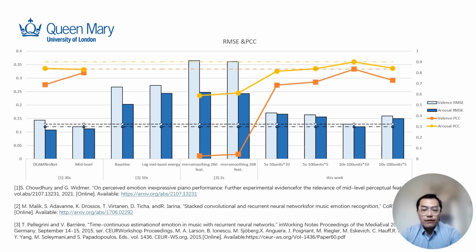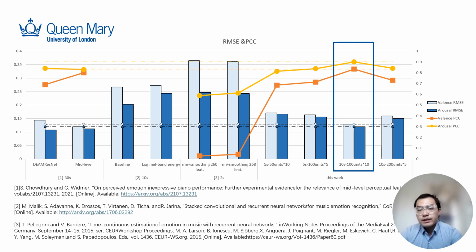This is the performance of our model. We use 2 different parameters, RMSE, root mean squared error, and PCC. RMSE is basically the distance between the true value and the predicted value. You can basically take it as how accurate it is. And PCC means how the model learns the tendency of the data. It means how accurate it can be when the emotion changes.